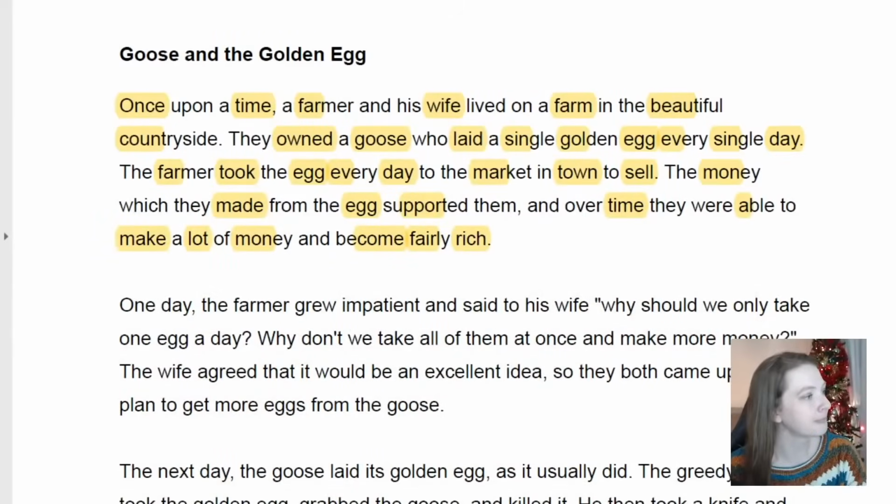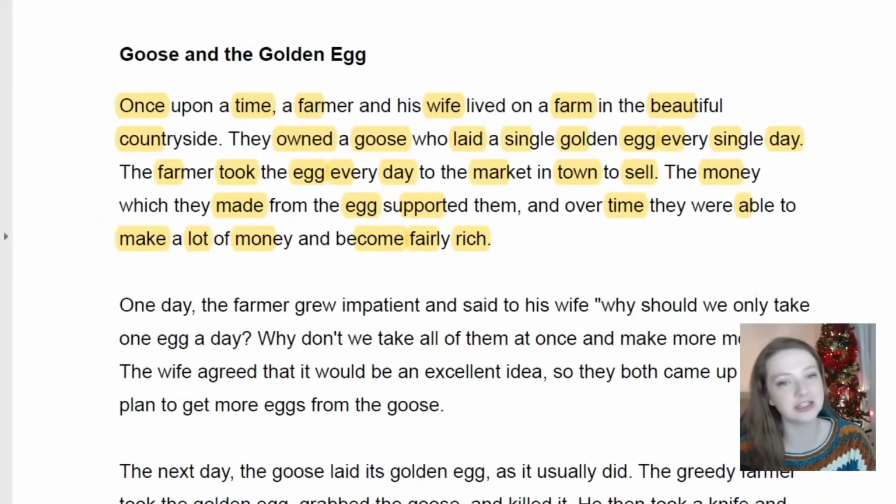So today we are going to have a look at another text. This one is The Goose and the Golden Egg. Let me talk about any questions firstly, though.